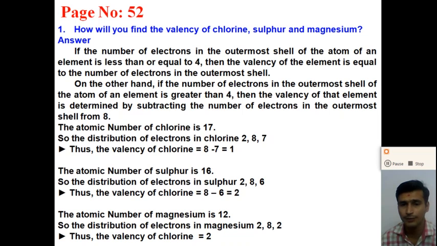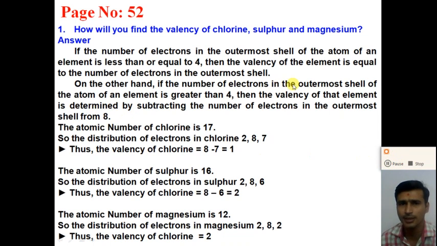Now here, how can we find the valency? There are two rules. If the number of electrons in the outermost cell is 4 or less than 4, the valency is the number of electrons in the outermost cell. But if the number of electrons in the outermost cell is greater than 4, the valency we can obtain by subtracting the number of electrons in the outermost orbit from 8. So here the 7 electrons are in the outermost orbit for the chlorine atom. So the valency of the chlorine atom is obtained by subtracting 7 from 8. So 8 minus 7 is equal to 1, right?